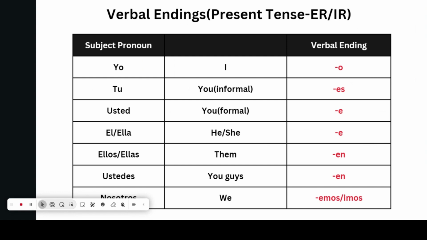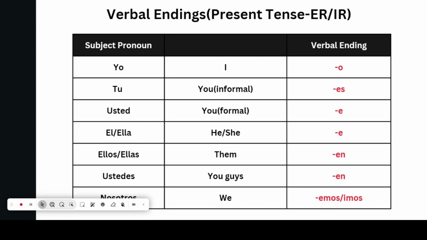When it comes to nosotros, if it's an ER verb, it's going to be emos. If it's an IR verb, it's going to be imos. Again, don't worry about memorizing them now. You have the list. You can look at it later, but understand the concept of verbal endings being attached to subject pronouns.